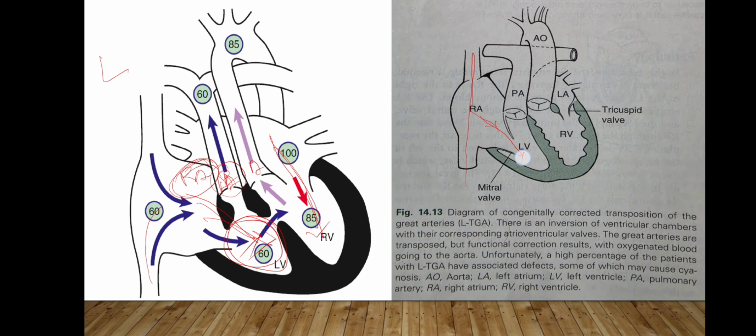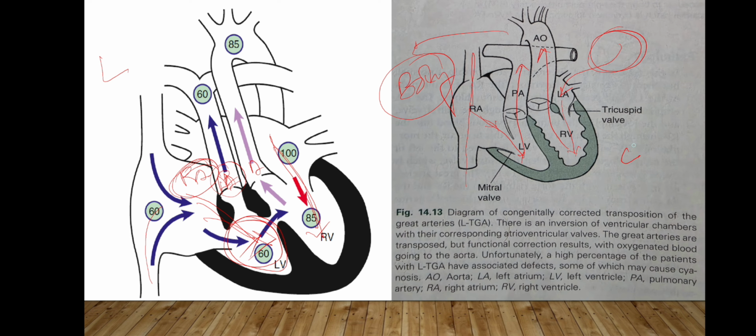From the left ventricle, it enters the pulmonary artery, and the blood gets oxygenated in the lung, and from the lung the oxygenated blood enters the left atrium. From the left atrium to the right ventricle, morphologically it is the right ventricle, and from the right ventricle to the aorta, and then enters the body. So there is no cyanosis. This is called corrected TGA.